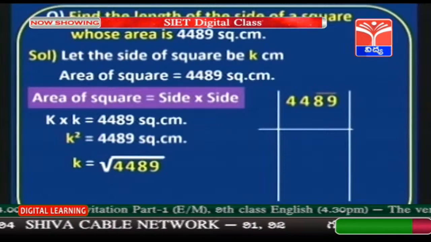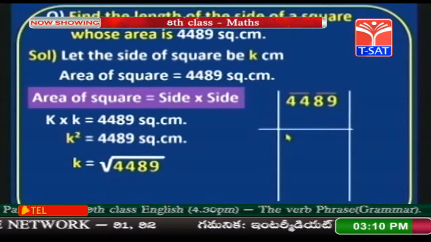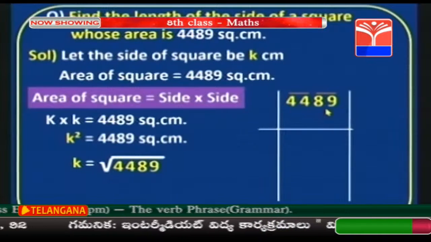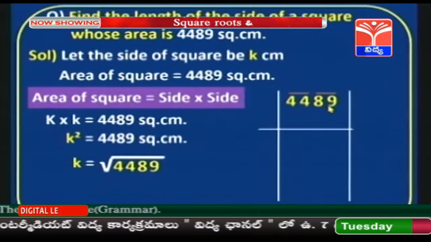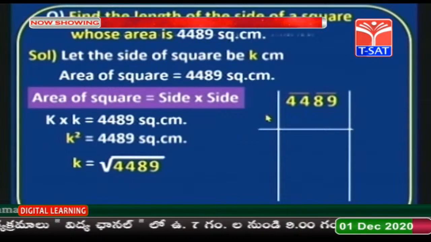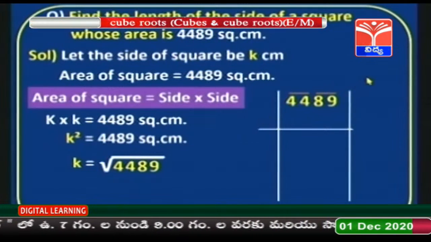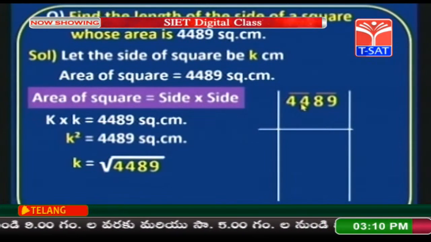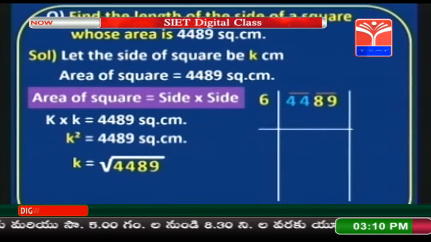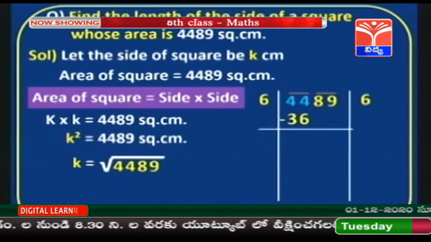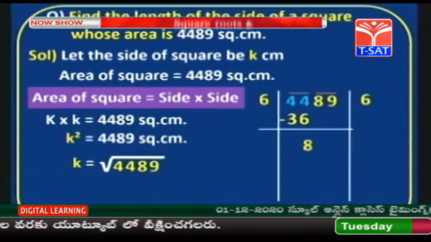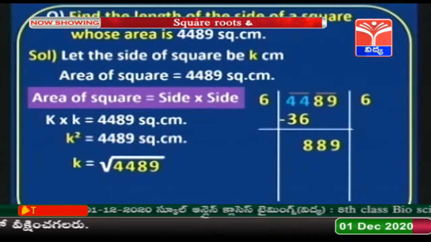I am taking 4489. Okay, here I made it into 2 groups. First group 44, second group 89. 44, 6 6s are 36, 7 7s are 49. Which number do you have to take? Yes, we have to take 6. 6 6s are 36. What is 44 minus 36? Yes, it is 8. Next we have to take 2 digits, that is 89.